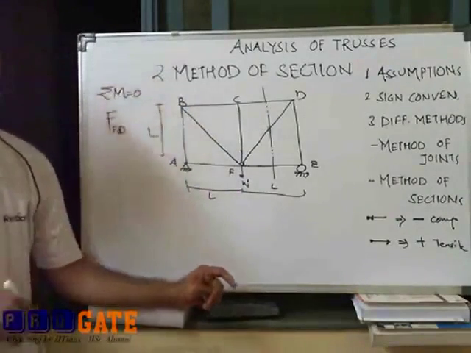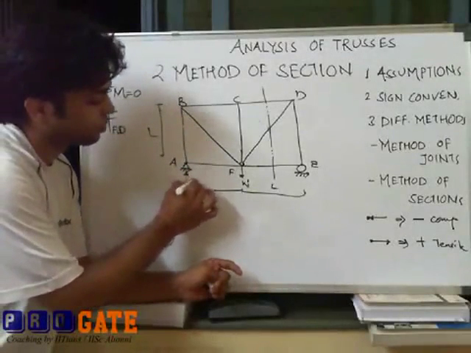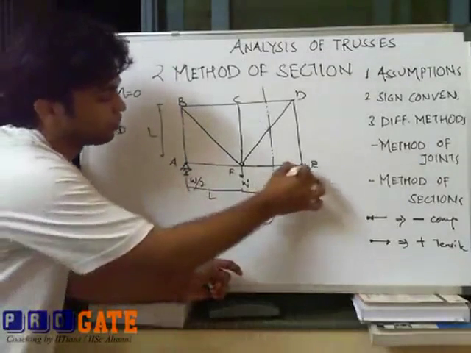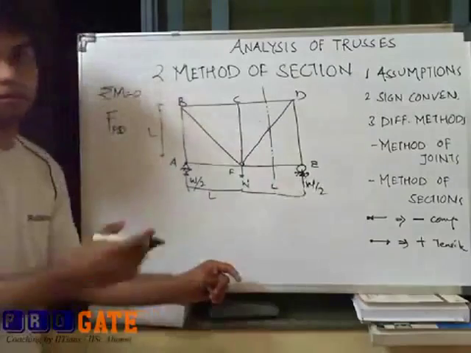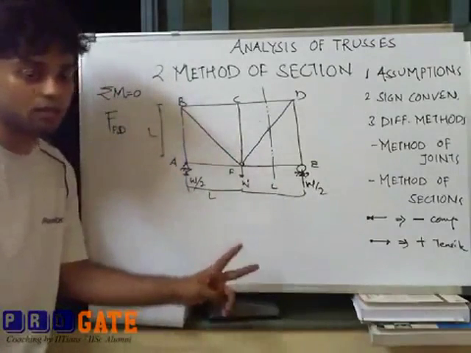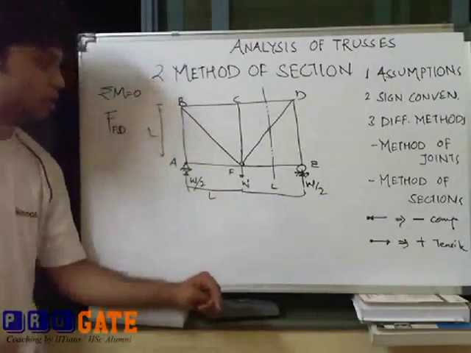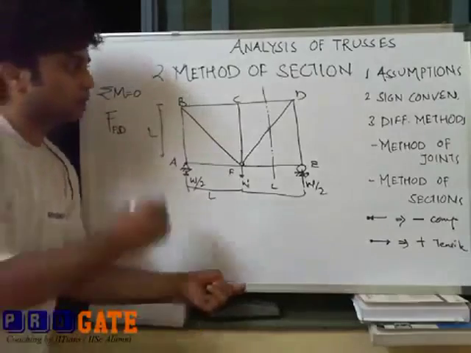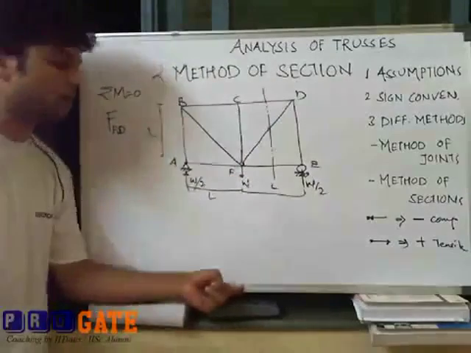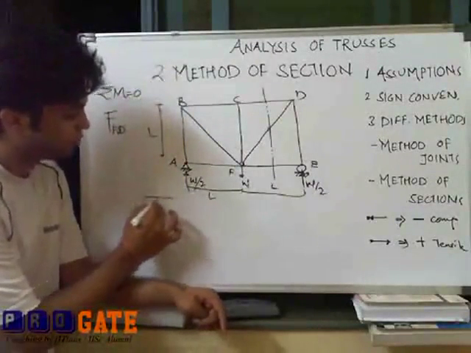If I work them out, the support reactions are coming to be W by 2 and W by 2. As the structure is symmetrical, both reactions are equal. There is no horizontal reaction at point A, as there is no horizontal external force. I know the reactions. I will just deal with this left part. I will draw a free body diagram of the left part.